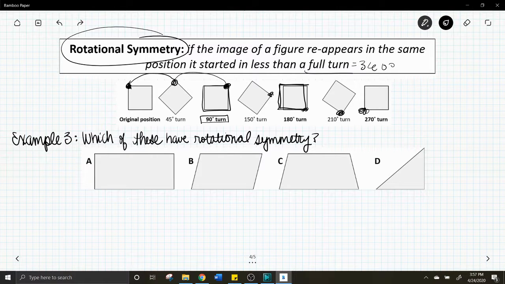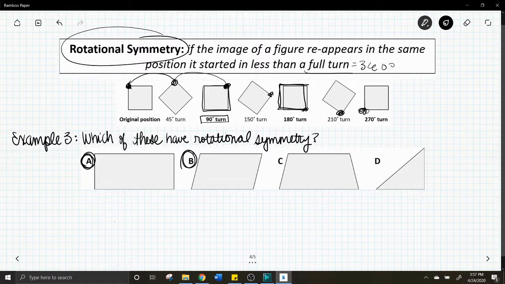Okay, so hopefully you'd see that rectangle A, or quadrilateral A, had rotational symmetry. Okay, I could turn it 90 degrees and get it back into its original position. How about figure B?